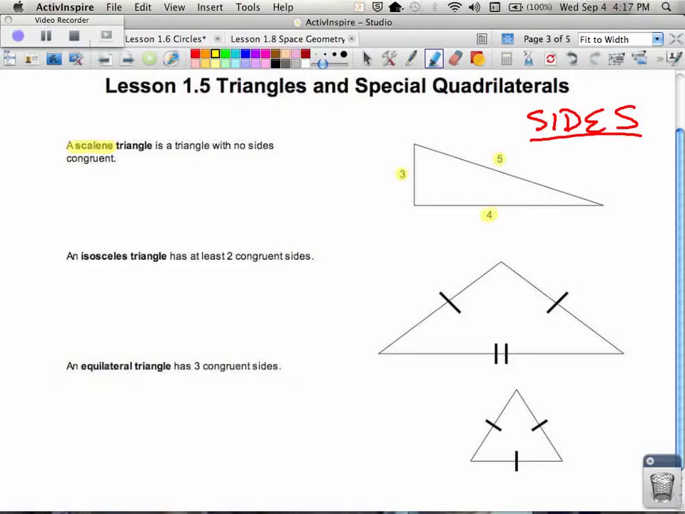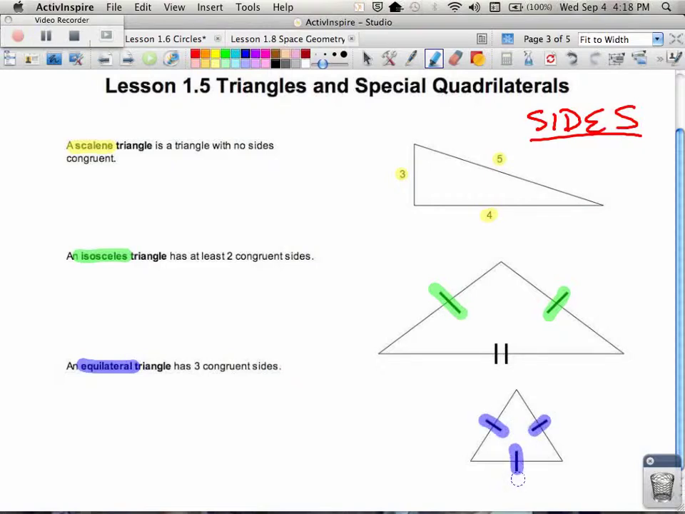So if none of the sides are the same, you'd say it's scalene because none of the sides are the same. If you're talking about something called an isosceles triangle, which is referring to the sides again, it means that it has exactly two congruent sides. And if you talk about something that is an equilateral triangle, that means it has exactly three equal sides.